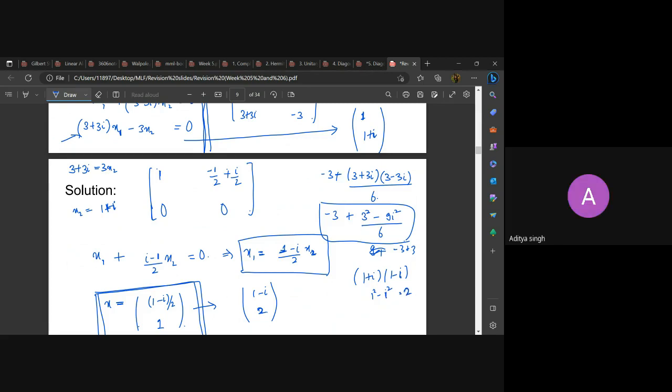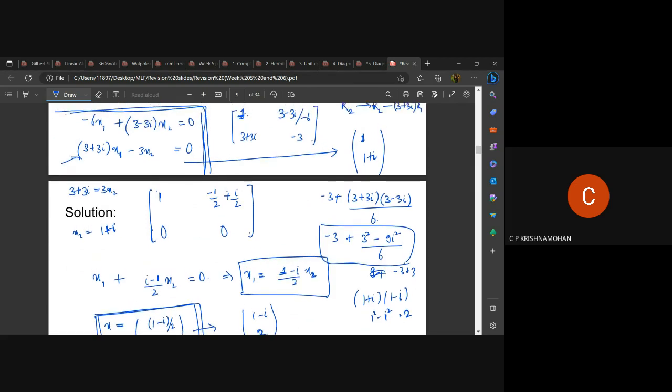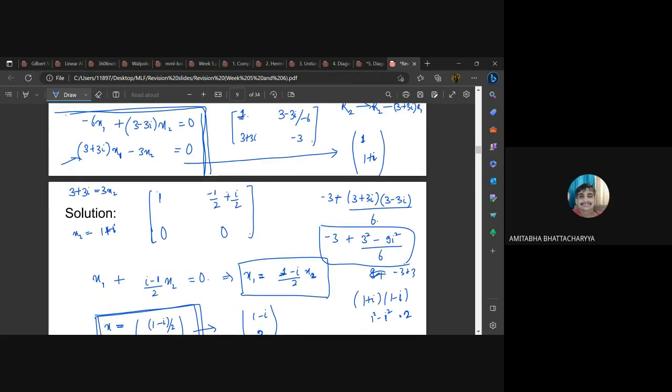But x1 is not a free variable actually. We can't use x1 equal to 1 straight away, right? So there is a mistake in the first assumption. If you go there, x1 equals 3x2 by 3 plus 3i. Taking the 3 common, x1 equals x2 by 1 plus i. So if you take x2 equal to 1, then x1 is 1 by 1 plus i. Then you multiply by 1 minus i and you will get the same result.